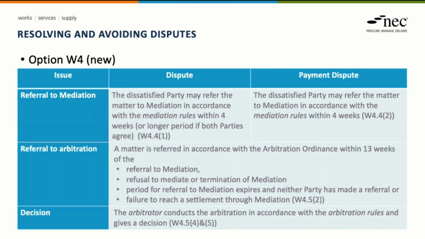Depending upon how the mediation moves forward and whether it is concluded or not, a party may refer the dispute to arbitration. And depending on the circumstances, the timescale within which to do that is within 13 weeks of one of the listed items here occurring. The arbitrator then conducts the arbitration in accordance with the arbitration rules and provides a decision within the timescales set out within the arbitration rules.